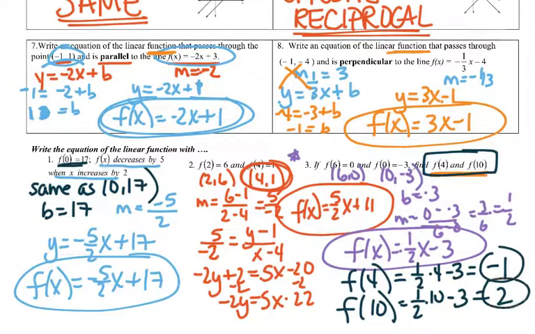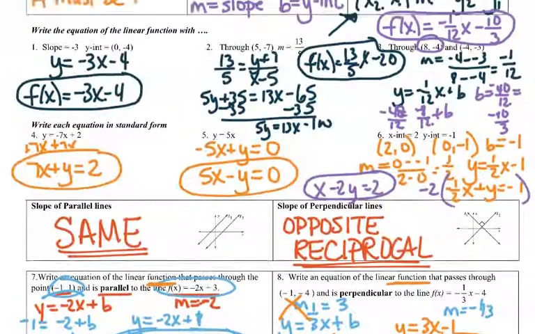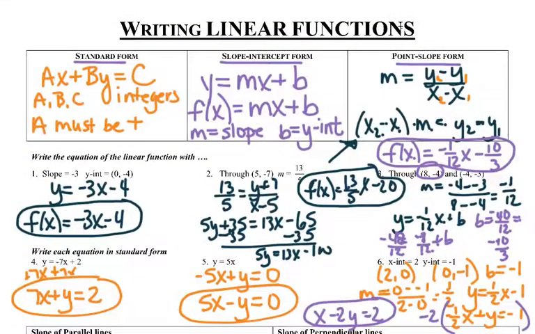Those stand for ordered pairs, which are also solutions. 4, negative 1, and 10, 2. All right, writing linear functions.